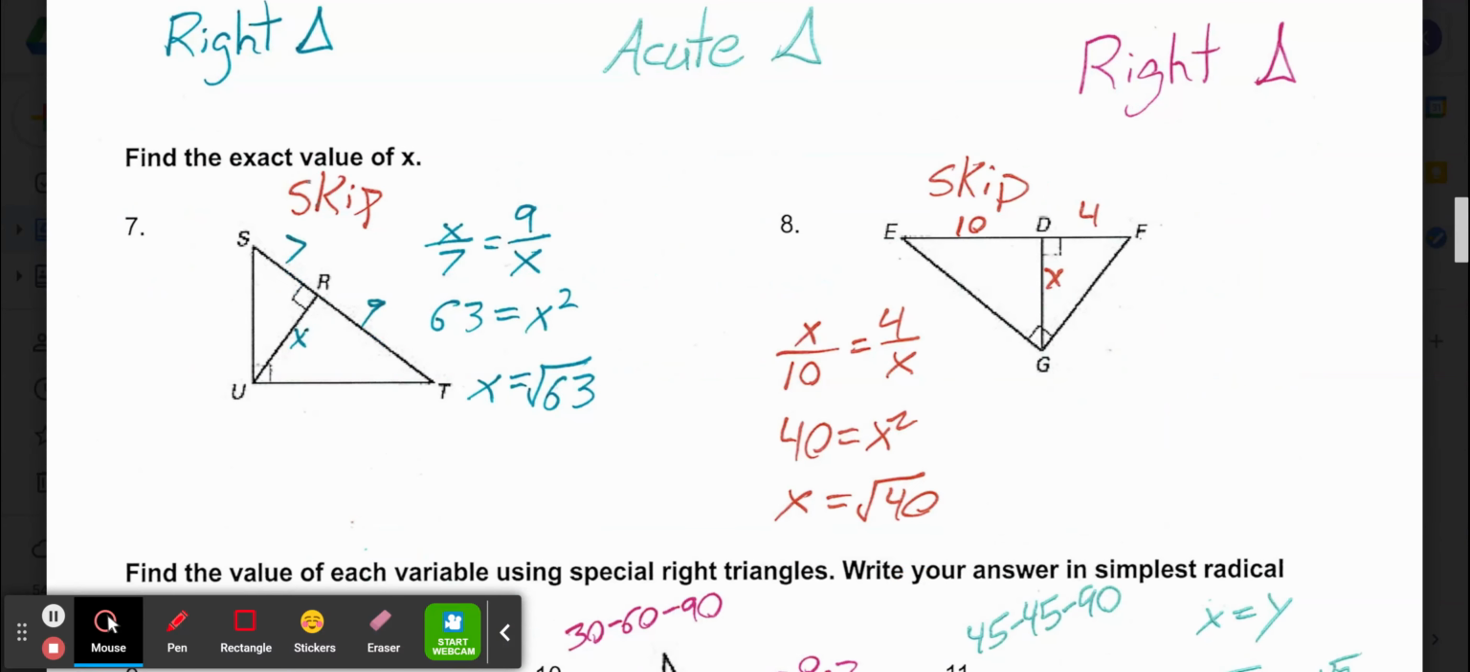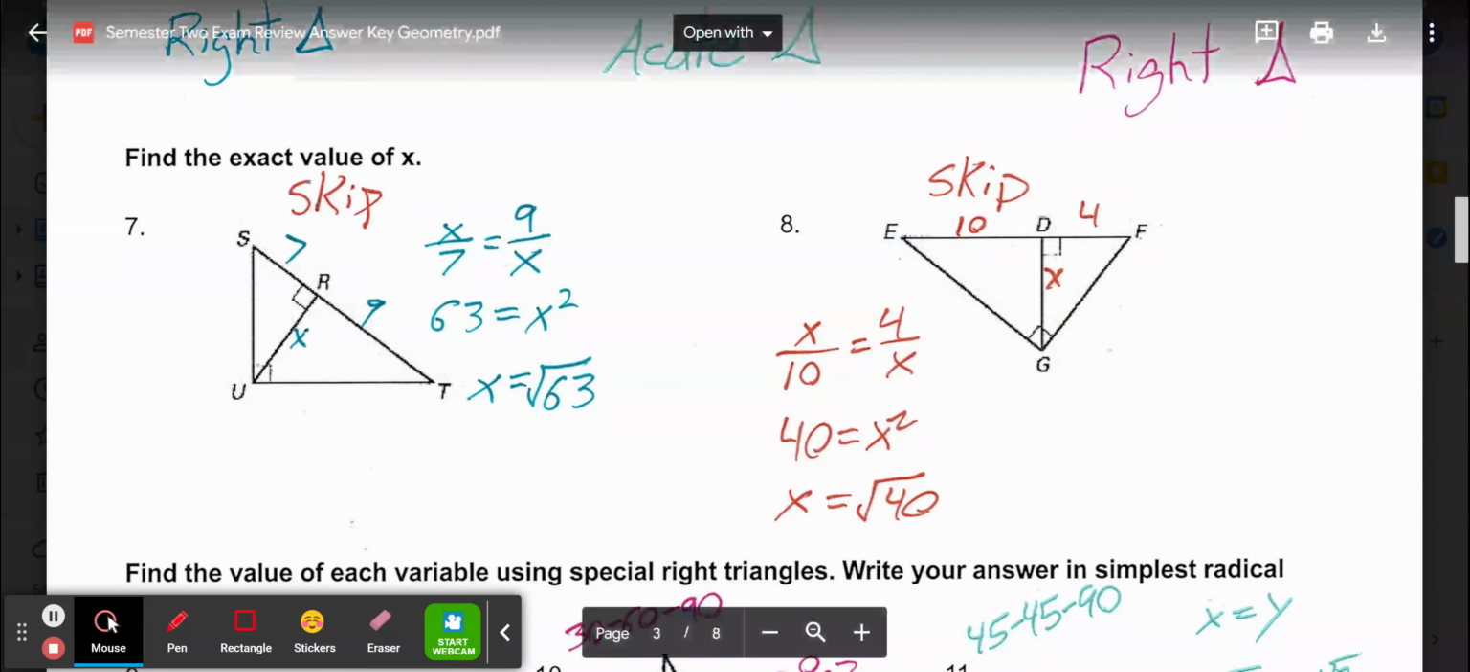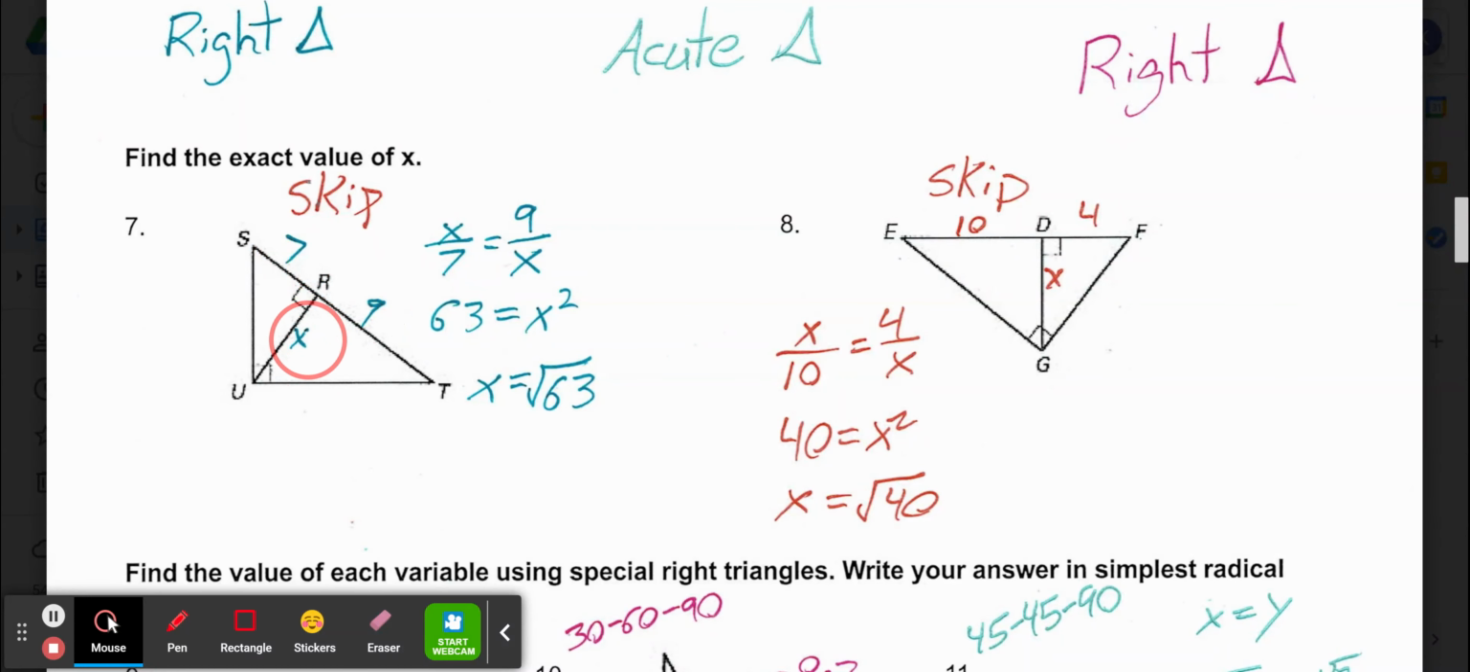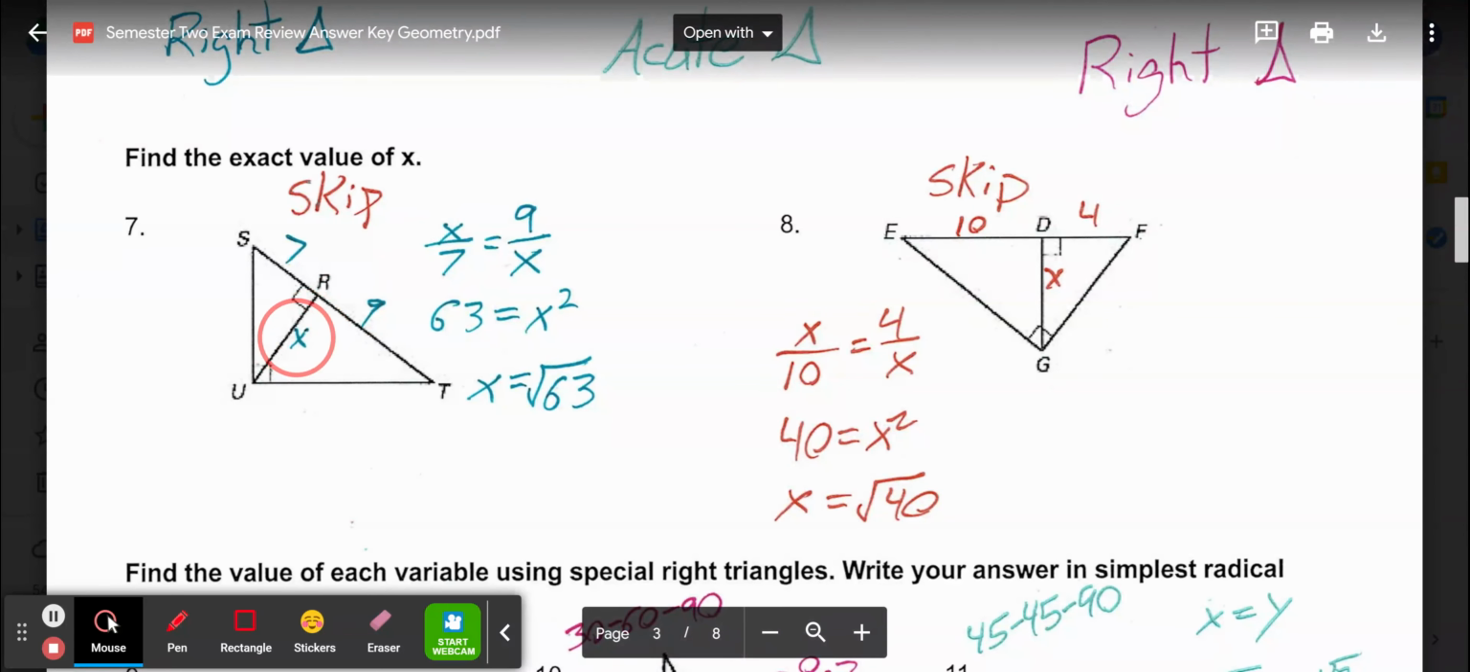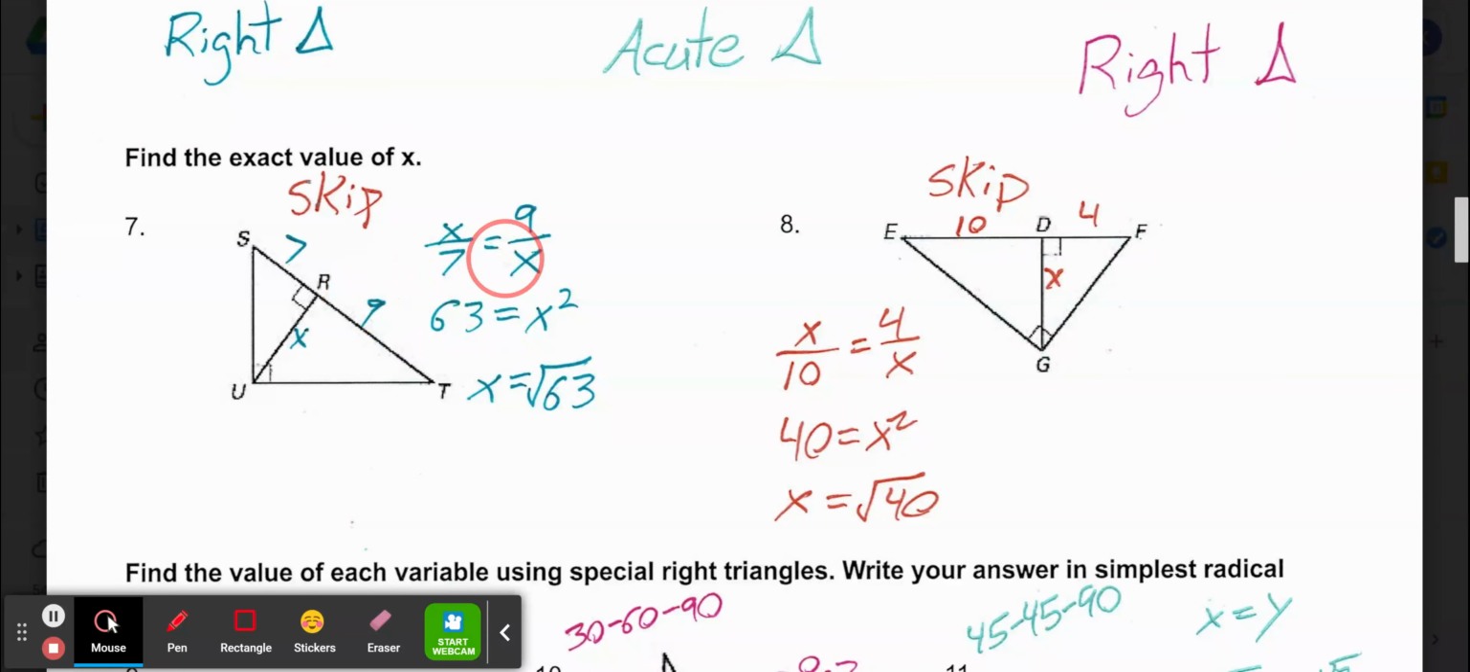7 and 8 did not print properly, but if they did, here would be our measurements. So we'd have side SR of 7, RT of 9, and RU of X. We would set up proportions again. So it'd be X over 7. They share this altitude, equals 9 over X. Cross multiply, so 63 equals X squared. So X would equal the square root of 63.